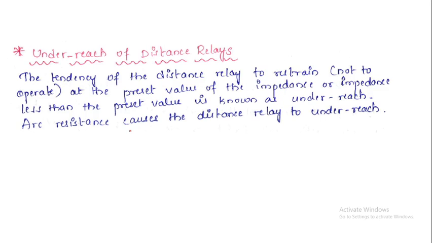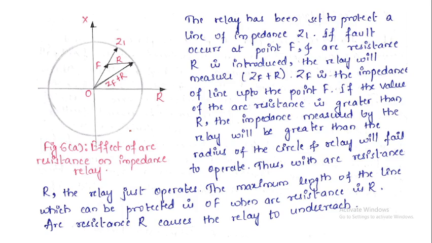Now let's see how underreach of distance relays happens. The tendency of the distance relay to restrain, that is, not to operate at the preset value of the impedance or an impedance less than the preset value, is known as underreach. Arc resistance causes distance relays to underreach. So the same explanation once again here: the effect of arc resistance on the impedance relay is used for the explanation of underreach.